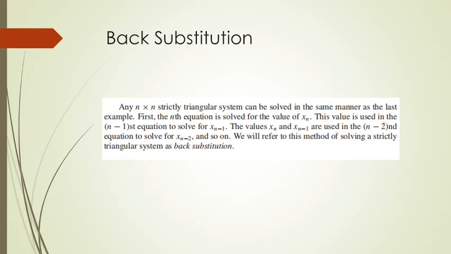And then this xn is used in the n minus 1st equation to solve for xn minus 1. Then both solutions, xn and xn minus 1, are used in the previous equation, n minus 2, and so on until we solve the first equation to get x1. We will refer to this method of solving a strictly triangular system as back substitution. It's pretty easy to solve that.